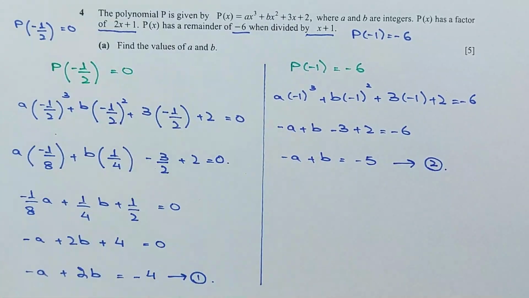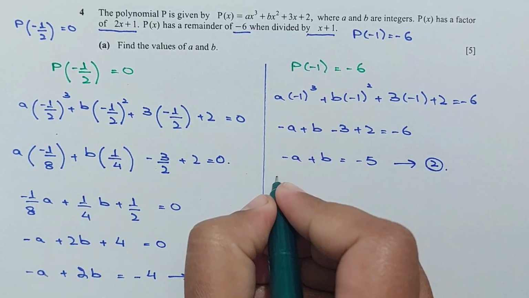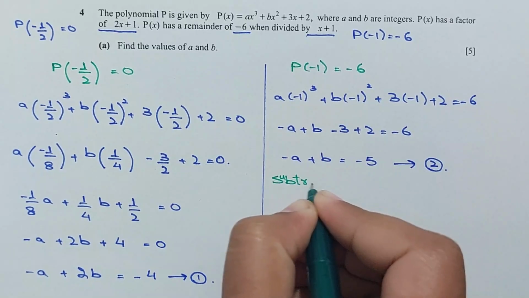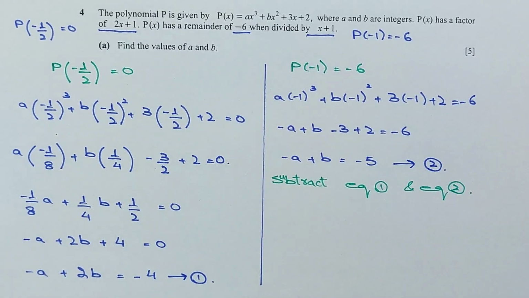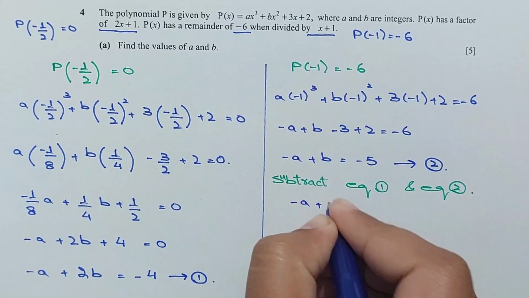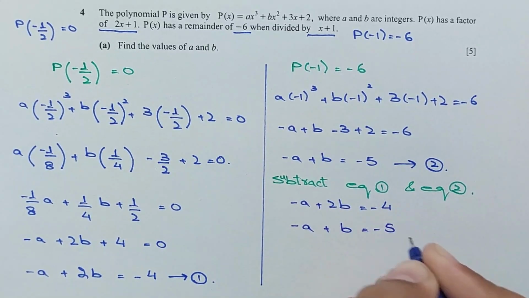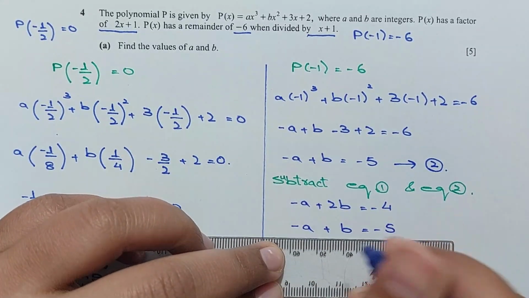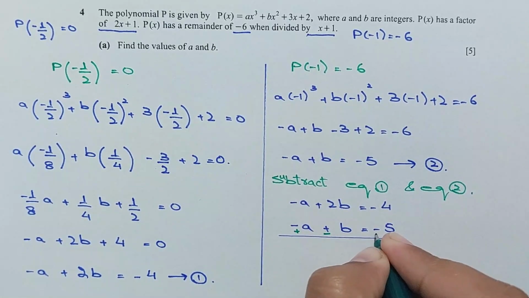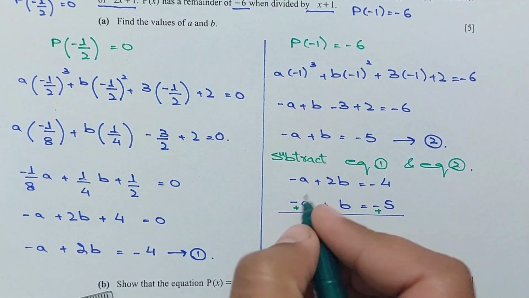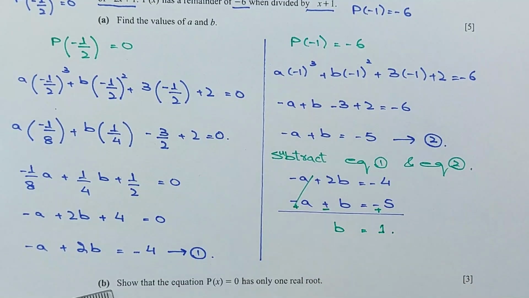Now we have two equations in variables a and b, with -a in both. So let me subtract equation 1 and equation 2. We have -a plus 2b is equal to -4, and -a plus b is equal to -5. Subtraction means we change the signs, so this changes to positive, negative, and positive. So -a and +a cancel. 2b minus b gives b, and this equals 1. We got the b value, which is 1.